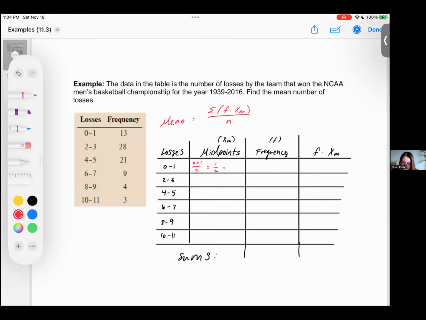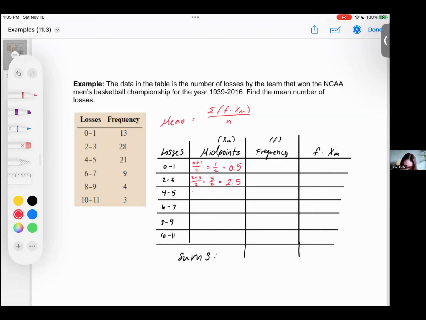Let's use decimals in this case. It will make it easier. 1/2 is really 0.5. We'll do this the whole way through. So for 2 and 3, we'll have 2 plus 3 over 2 is 5 over 2, which is going to be 2.5.